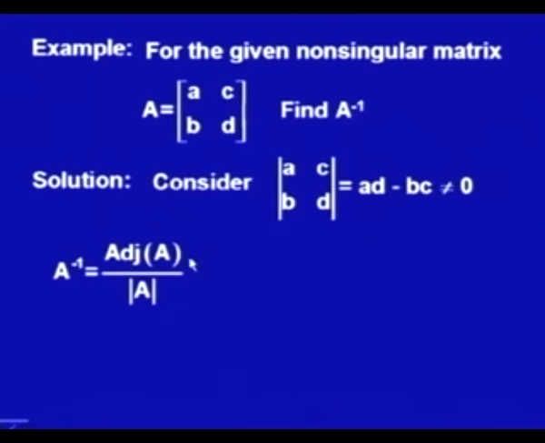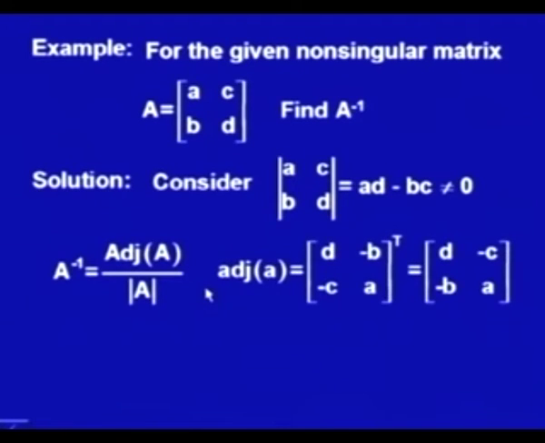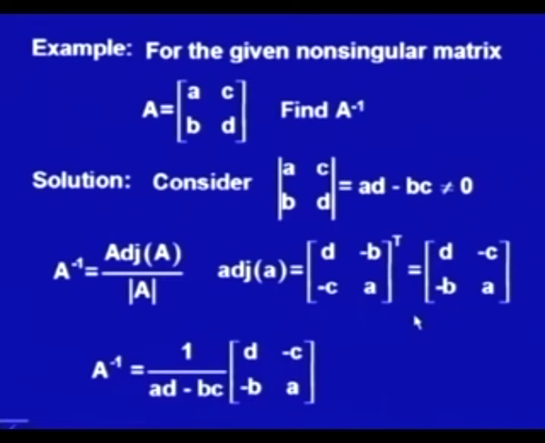So, A inverse is equal to adjoint A divided by determinant A. The cofactor of A is D, the cofactor of B is minus C, the cofactor of C is minus B, and the cofactor of D is A. Taking the transpose, we have the matrix D, minus B, minus C, A. So, 1 upon A D minus B C multiplied by this matrix becomes the inverse of the given matrix A.